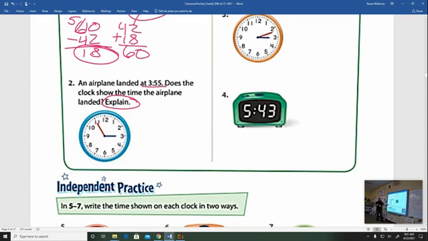And you could just say the clock does not show the same time as 3:55 because the shorthand should be closer to the 4. If this was 3:55, guys, this hand would be over here. It'd be way closer to the 4. There's an example right there.